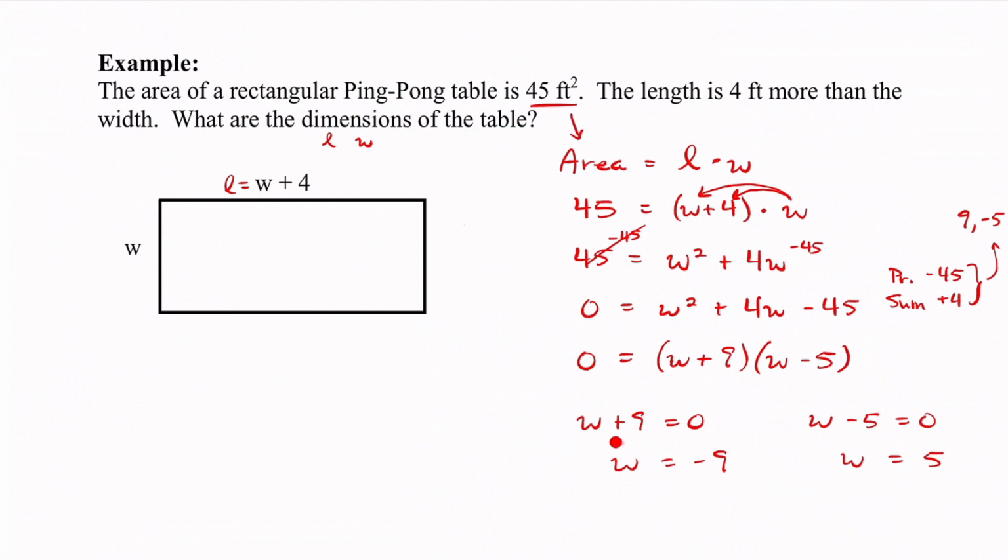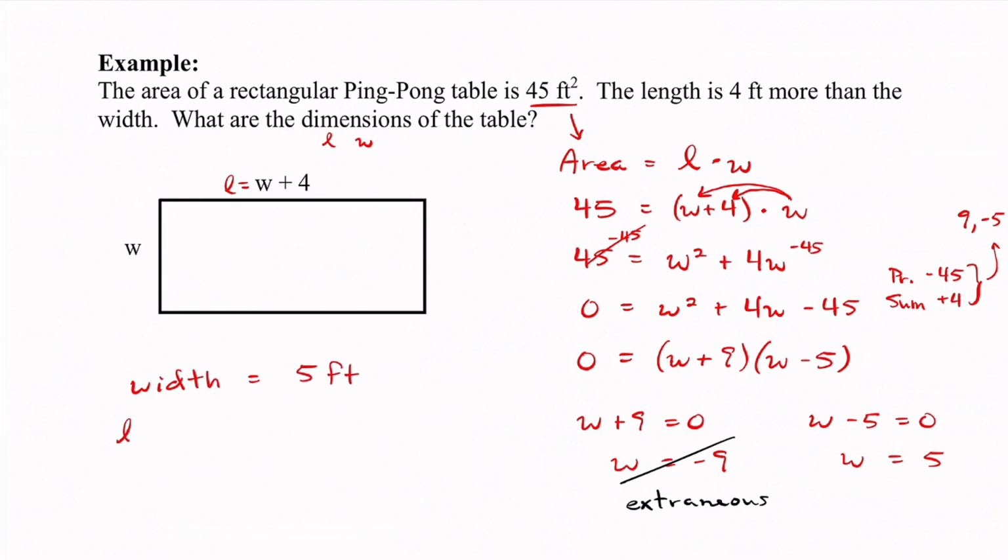If I just found w, and I know w stood for width, could I have that the width is equal to negative 9 feet? No, I could not. That doesn't make sense. So this one is extraneous. We're going to have to get rid of that one. But the other one, you could have that the width is equal to 5 feet. So that could make sense. So I'm just going to write over on the left here, the width is going to be 5 feet.